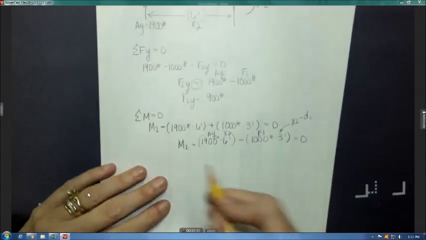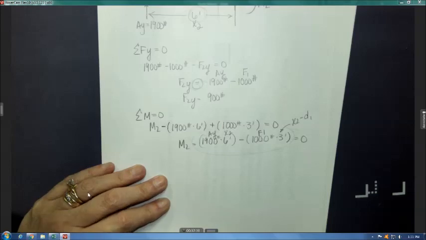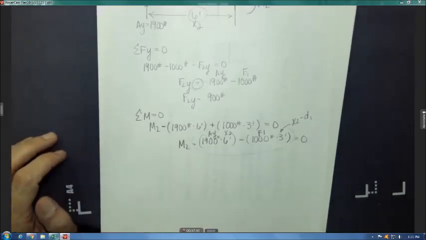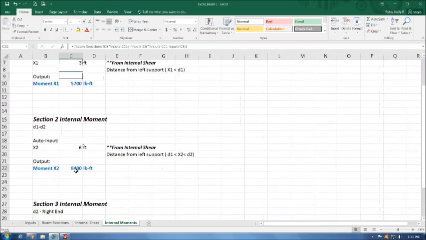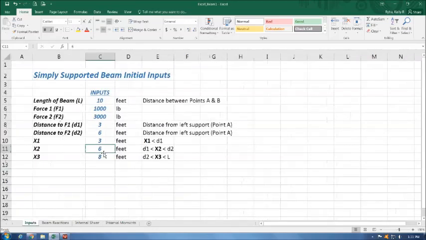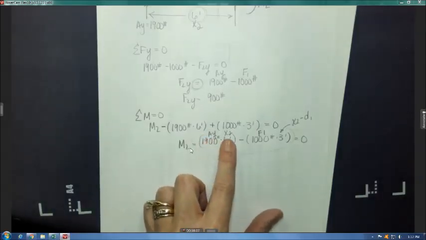All right, so now this is going to be my equal sign here for my spreadsheet. As I go back over and look at moment number 2, internal moment, you'll notice that I take my beam reaction C6, that's my AY, times input C11. C11 is right here, the X2 value. So AY times X2.